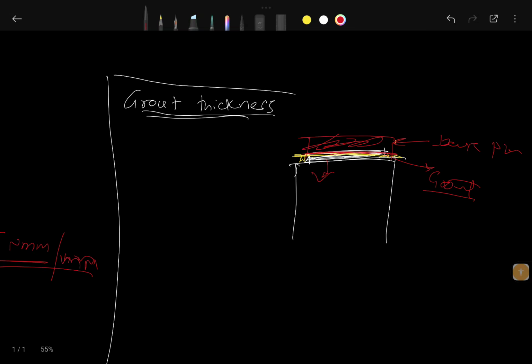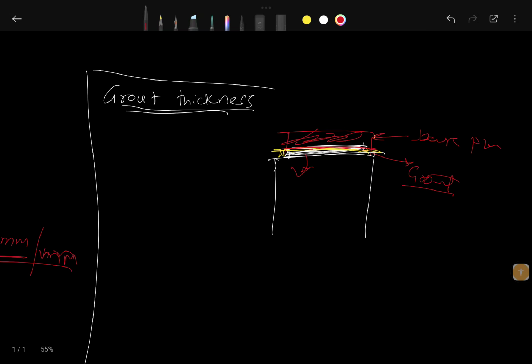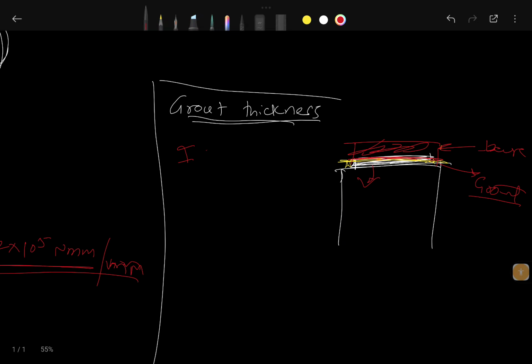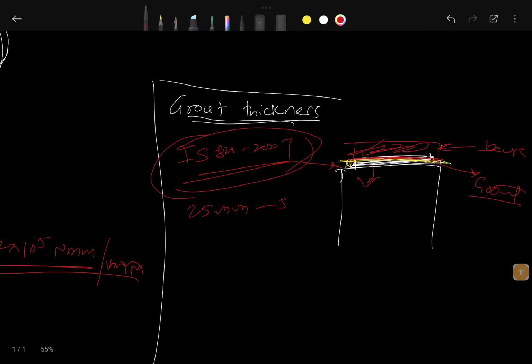IS 800 2007 does not specify the minimum thickness. It is specified in the project specification. IS 800 2007 does not provide any guideline about this thickness of grout. So we generally use a grout thickness of 25 mm to 50 mm.